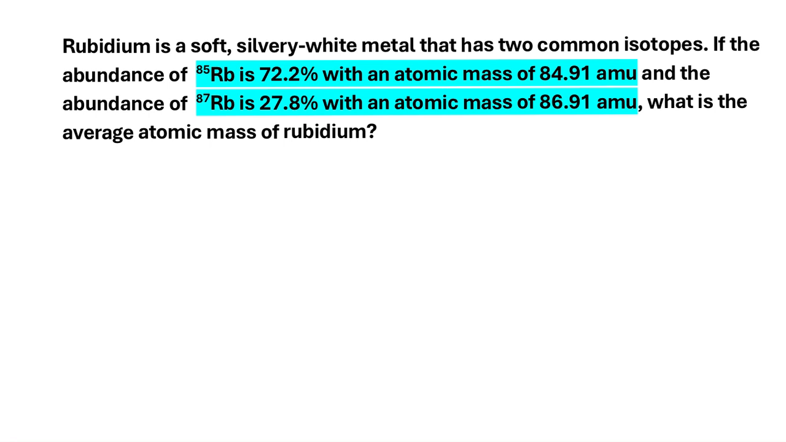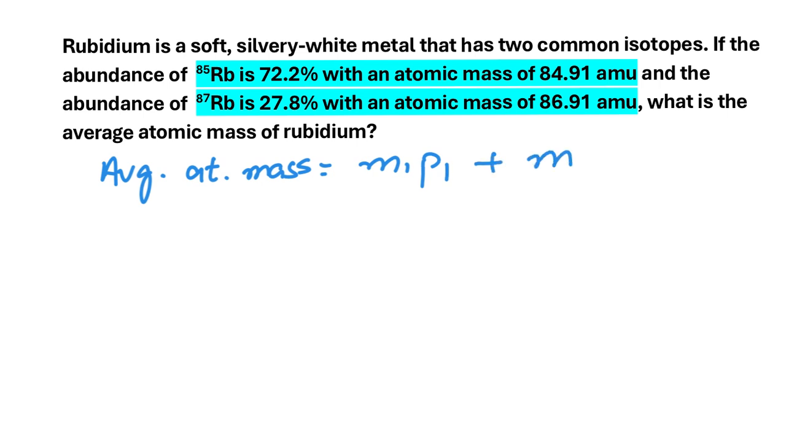Let's take another example of rubidium. Here, the two isotopes of rubidium are given, so we are going to use the same formula, which will be average atomic mass equals mass and percentage of the first isotope plus mass and percentage of the second isotope.